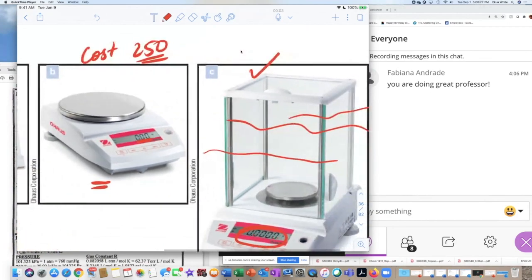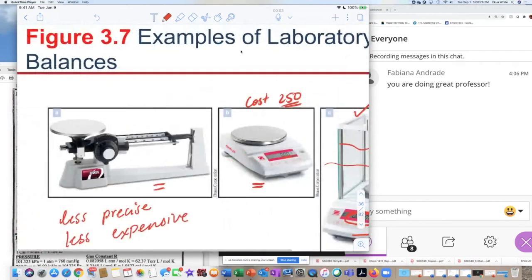And then right here, this is about maybe $2,000. And then this, right, you're paying for the precision, for the decimal places. This one here, I would say maybe $50. This is old school, $50. Not that expensive, okay? It's less precise.